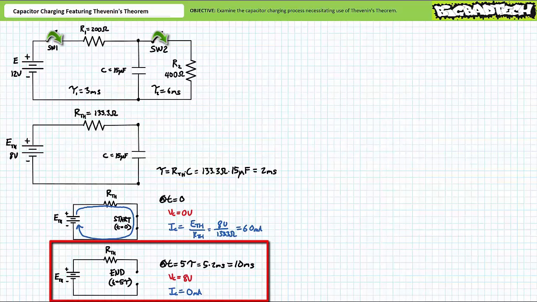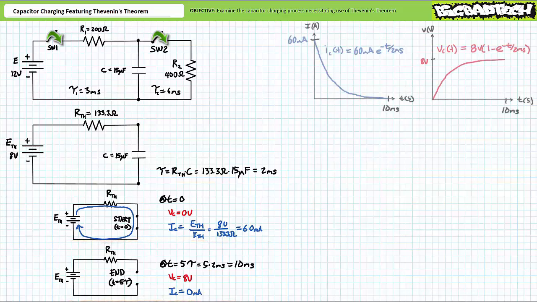Current through the fully charged capacitor will be 0 amps. Now that we have the start values, the end values, and the time constants, it's a simple matter of putting these into the time-varying expressions. Current through the capacitor as a function of time can be modeled as IC of t equals 60 milliamperes times e to the negative t over 2 milliseconds, where 60 milliamperes is the magnitude of the initial current surge and 2 milliseconds is the time constant.